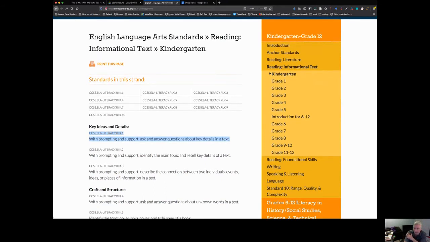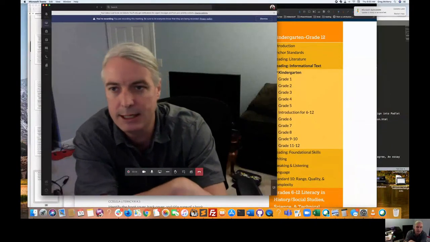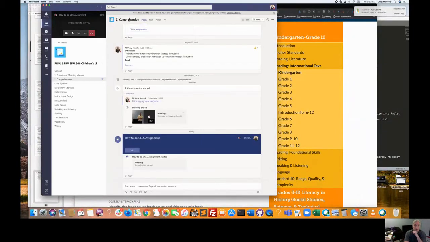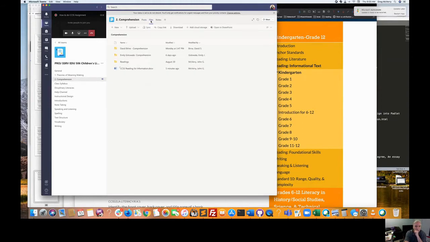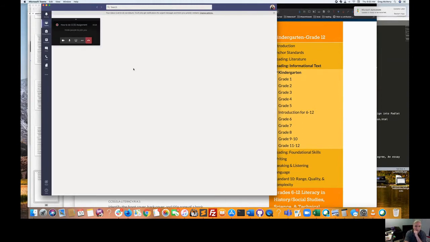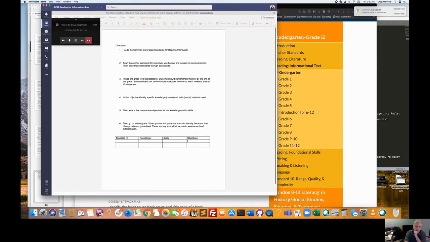So I go back to Teams. Oops, I have to unshare this screen and share my whole screen. All right, so in Teams, in the comprehension channel, there is a file called CSS for Reading for Information. And you can make a copy of this file. Actually, no, let's all work in the same one so we get them all done.